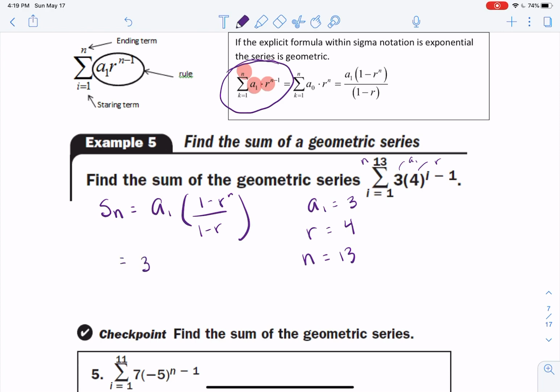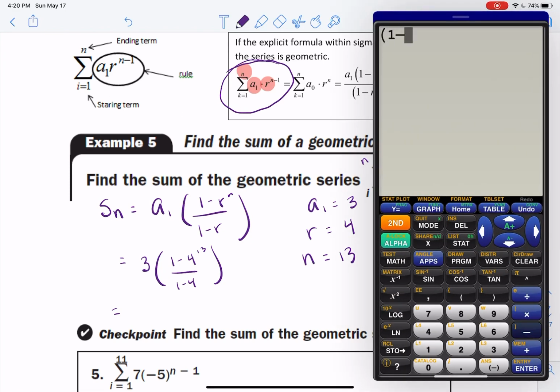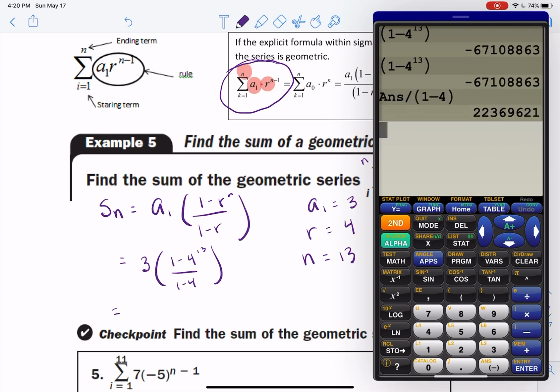We've got 3 times 1 minus 4 to the 13th power over 1 minus 4. So again, be kind of careful. Divided by 1 minus 4 and then times 3. Ooh, that's a huge number. My goodness. So that's going to end up being 67,108,863.